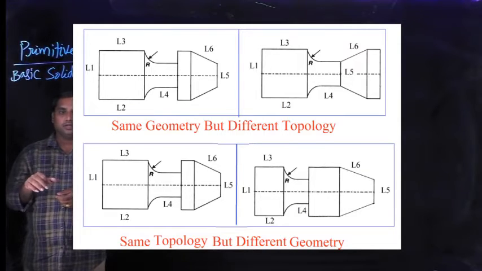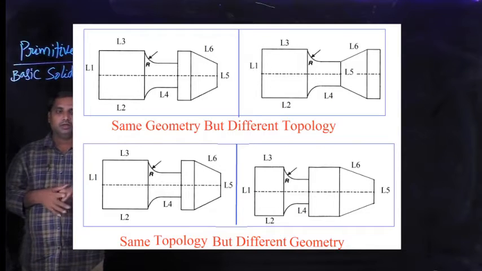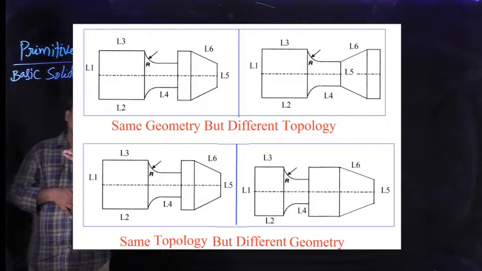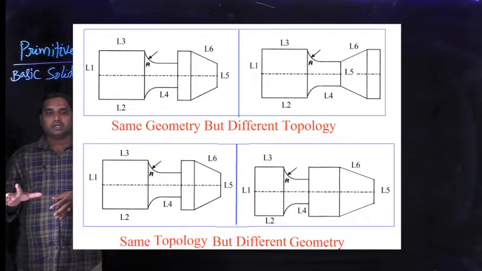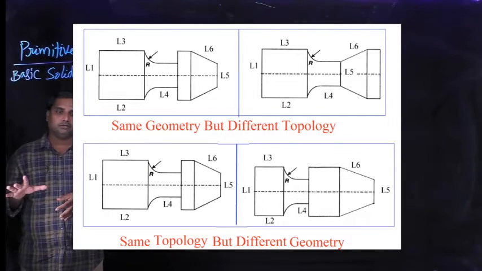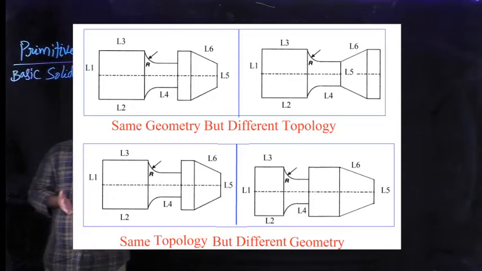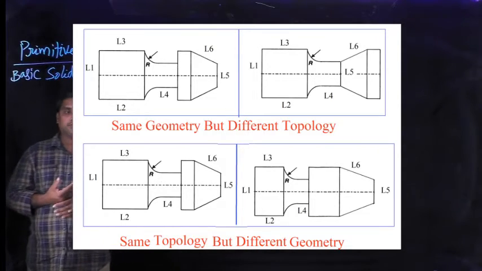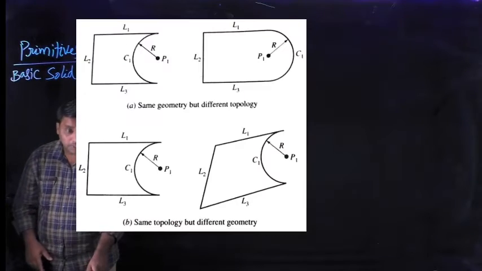Hence, for this diagram, we can say that it has the same topology but different geometry. That means the connectivity is the same and accessibility is also the same, but the dimensions are different. So by observing these diagrams, we can easily understand what topology is and what geometry is, right? Next, we can go for another example.